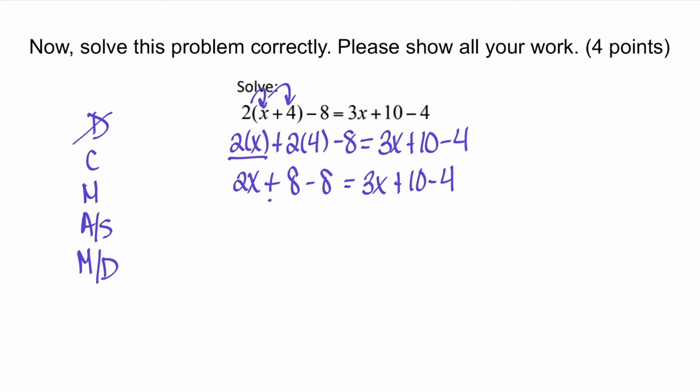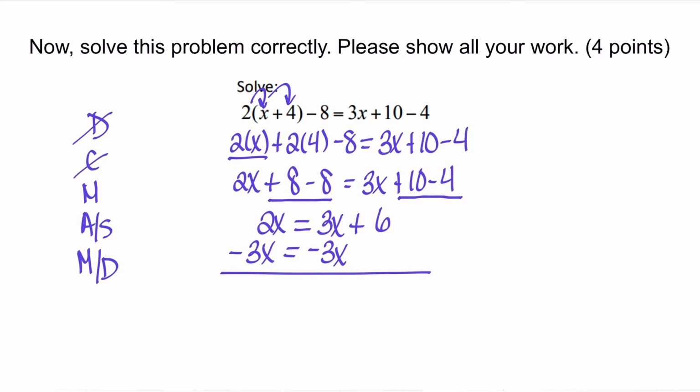On the left side we have plus 8 and minus 8, which will cancel each other out. On the right side we have 10 minus 4. So we have 2x equals 3x plus 10 minus 4, which is 6. So now we need to move all our variables to one side. So we're going to subtract 3x from both sides. So we have negative 1x equals, here this cancels, and then we have that equals 6.